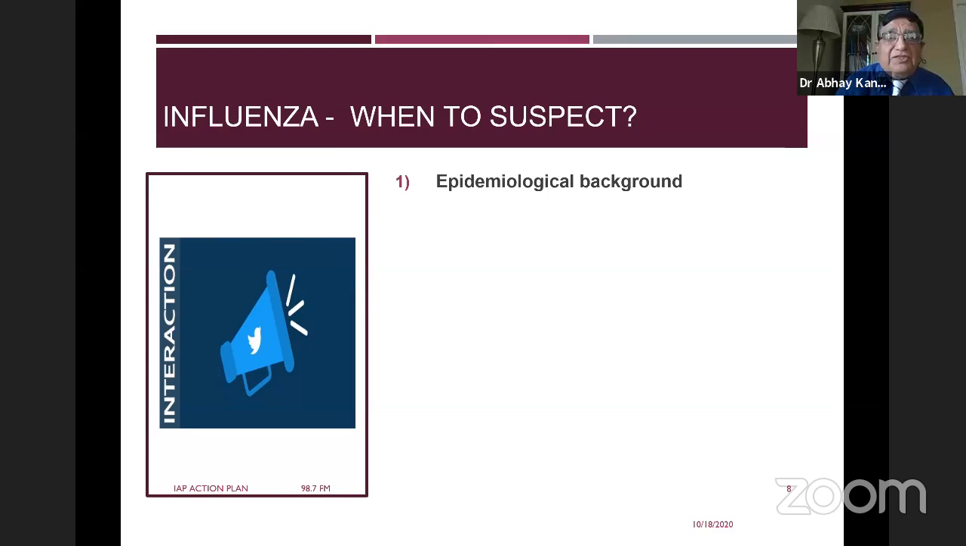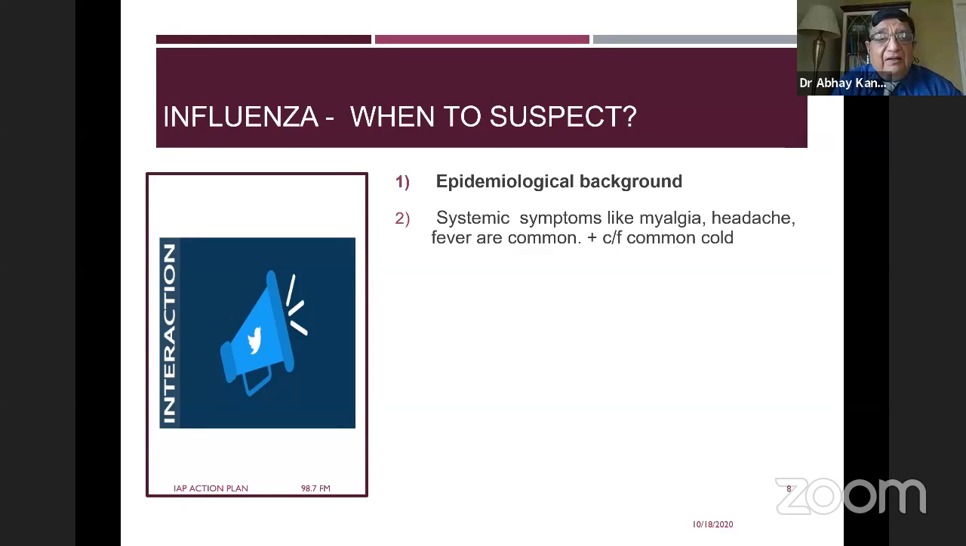So when to suspect influenza? Number one is an epidemiological background. The history of contact, or epidemiological similar cases, or a notified outbreak in the community is one of the strong criteria which helps us to diagnose clinically a case of influenza. Secondly, the symptoms are always there, that is myalgia and headache and fever. They are more pronounced and more common, and this helps us to differentiate that we are not dealing with a case of simple common rhinosinusitis or a common cold.